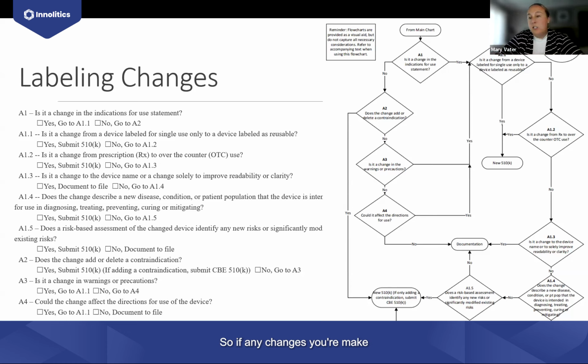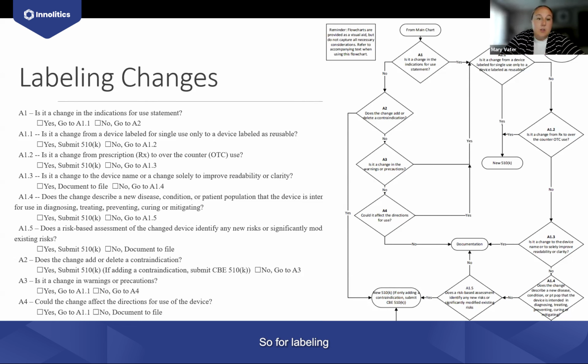So if any changes you're making would change your intended use or your indications for use, or would add a function to your intended use or your indications for use, then this would certainly be a flowchart you would need to visit. So if you are working on a software device and you think that, oh, I'm just going to follow the software guidance, you may be missing really key change evaluations that you need to be considering. So make sure that your documentation process always captures the documentation with both guidance documents.